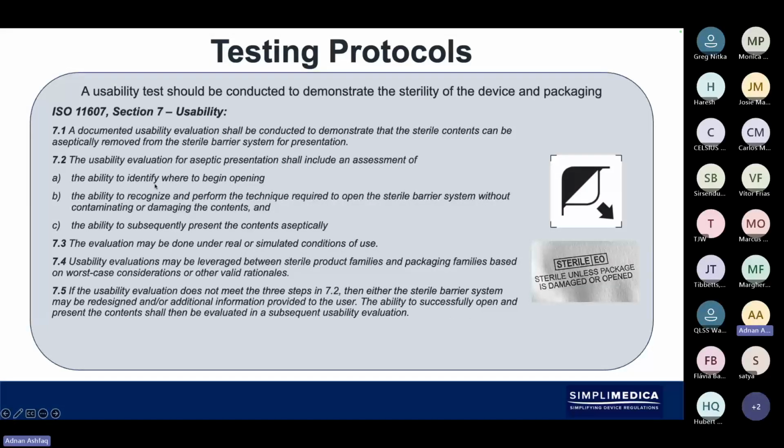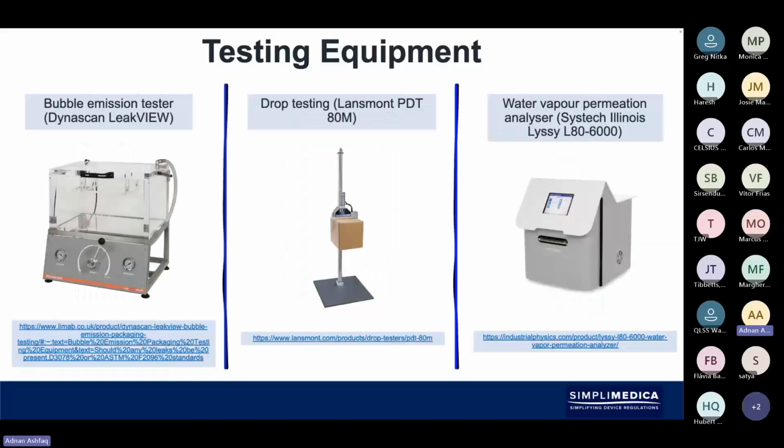And then looking at 7.2, when you do your usability evaluation, you should look at the ability to identify where to begin opening, what the technique is to open, the ability to subsequently present the contents aseptically if it's required. So section 7 looks at the usability.